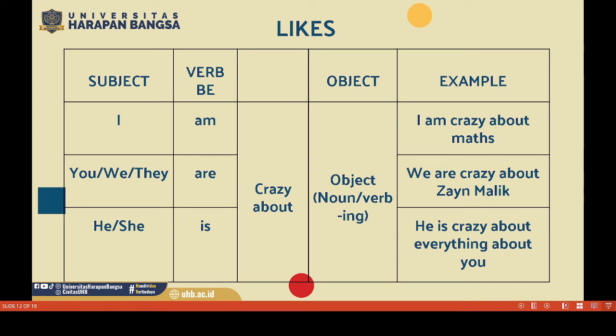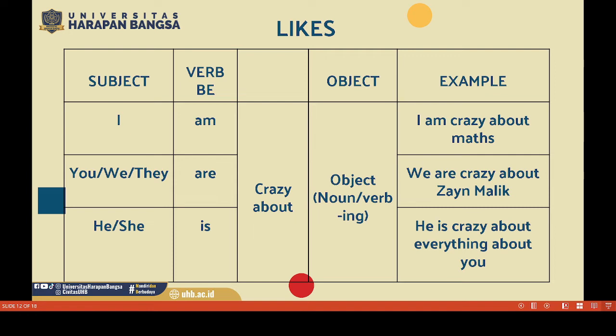We have 3. The first one is am, are, and also the last one is. Okay, for to be am, the subject should be I, and then for to be are, we have you, we, and they as the subject, and then for to be is, we have he or she as the subject. And then please put crazy about, and then the object can be in noun or in gerund or verb ing.